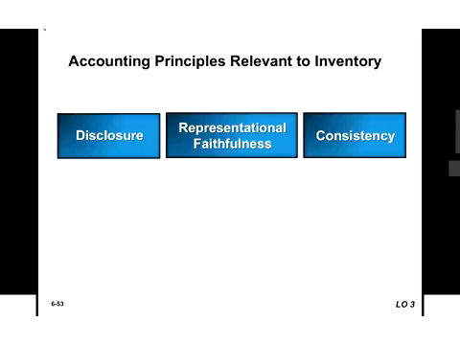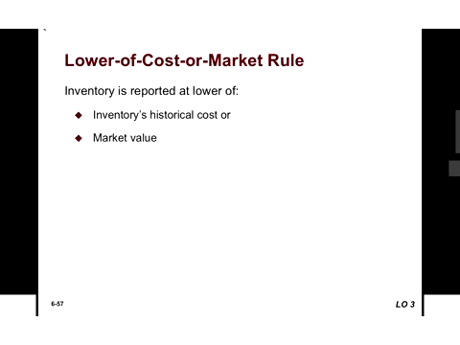Just a couple concepts left in this chapter. We have something called the lower of cost or market rule. Inventory is reported at the lower of the historical cost or market value. Emphasis on the word lower. So we will look at the end of a period to see what the inventory's cost is, and we'll look at its current market value, which is its replacement value, and whichever one's lower is what we record it at.